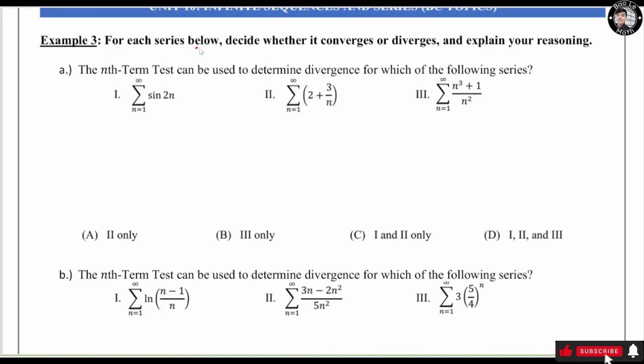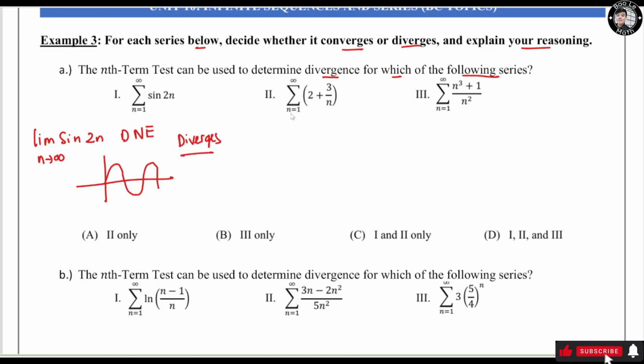For each series below, decide whether it converges or diverges and explain your reasoning. The n-term test can be used to determine divergence for which of the following series? We're going to take the limit of sine 2n as n approaches infinity. This does not exist. You know that the sine function oscillates between 1 and negative 1, right? So when n approaches infinity, this does not exist, which tells us that this series diverges.